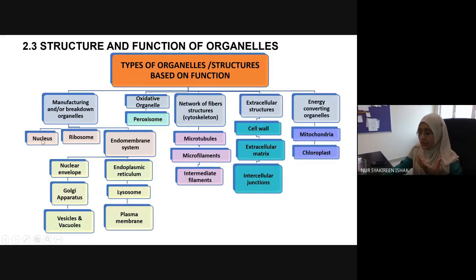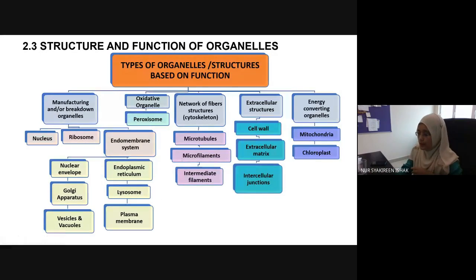All right, so the nucleus. It stores genetic information to manufacture what? To produce RNAs, and then from the RNA to produce protein. So manufacture something, to produce something. Then breakdown, for example, the lysosome contains hydrolytic enzymes. It is to break down food, for example.